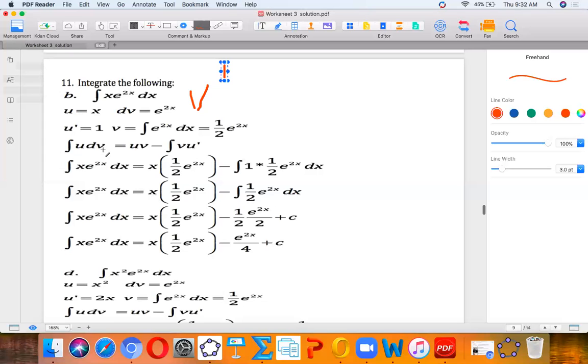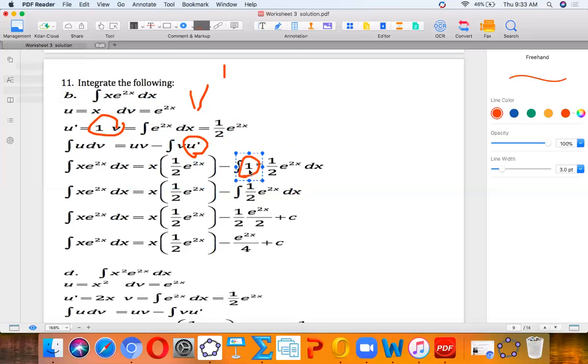Now, we are going to substitute into the by parts formula. On the left-hand side of the formula is basically the question, which is what we have here. On the right-hand side, we are going to substitute what is u and what is v. So u, that is x, which is what I have here. V, half e to the 2x, which is what I have here. Again, v, half e to the 2x, and then u prime is 1.